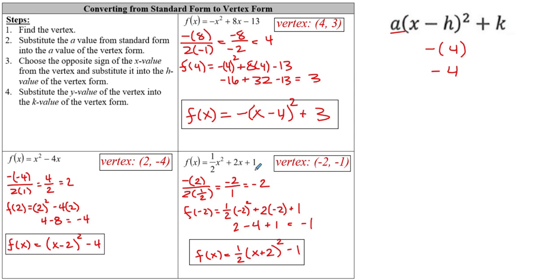All right, and this last one, I had an a value of 1/2. So I put that where my a goes. I had an x value of -2. Remember, for the x values, this h, we always do the opposite. So -2 turned into a +2. And then my y value is my k value, rings true every time. -1 stays -1. Boom, these are done.